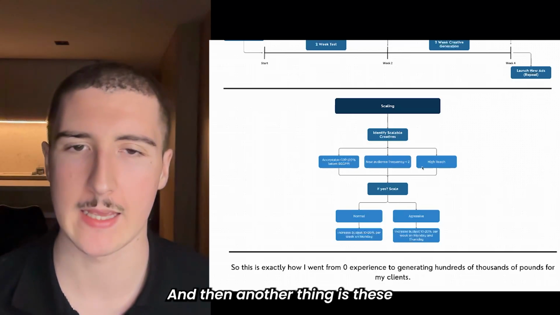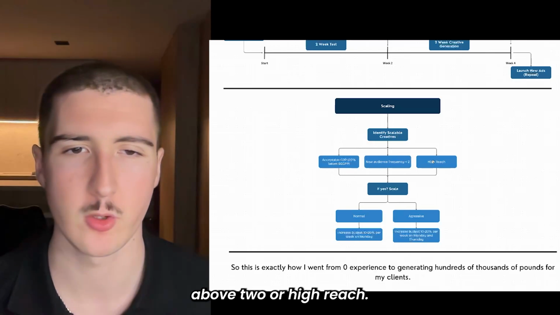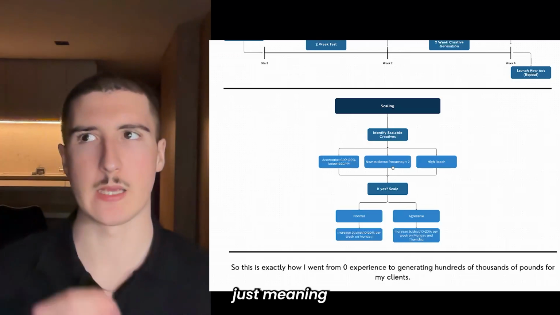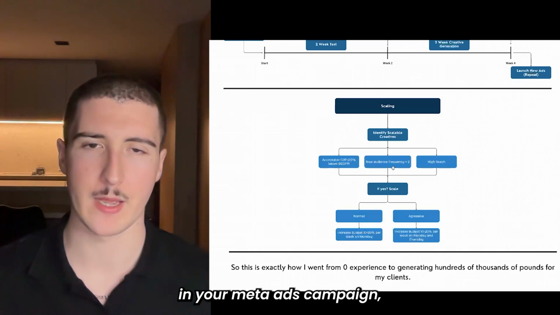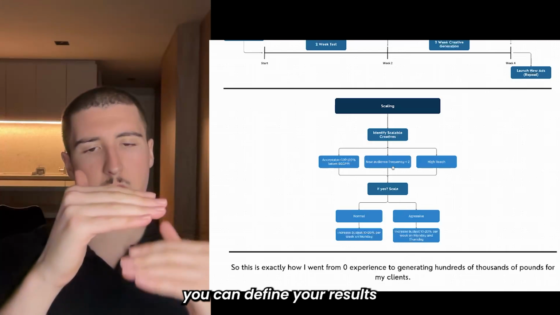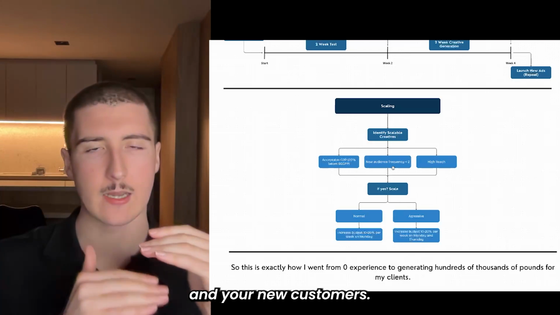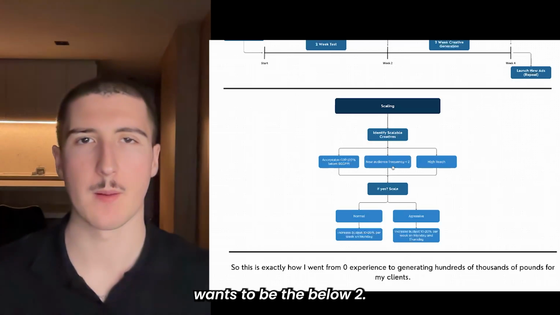And then another thing is these are kind of interchangeable. So either new audience frequency above 2 or high reach. Either or works. New audience frequency just meaning if you set up your audience segments in your Meta ads campaign, you can define your results by your existing customers, your engaged customers, and your new customers. And the new customer frequency wants to be below 2.